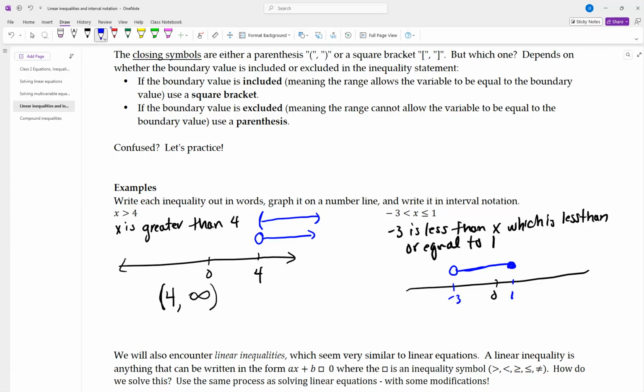Okay, and now here we can very clearly see the boundaries being negative 3 on the left, 1 on the right. 1 is included, so I would put a square bracket there, and then a parentheses at minus 3 because that value is excluded.